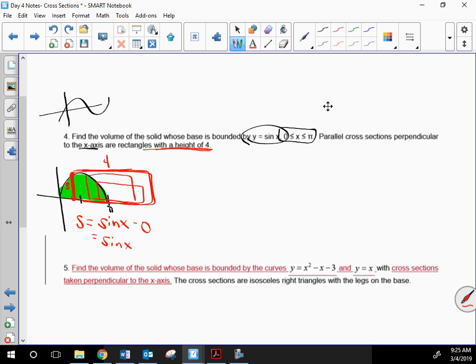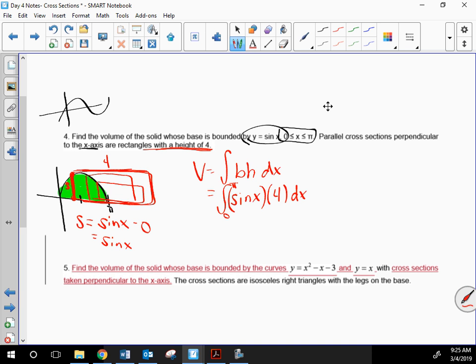Okay, when I go ahead to integrate, again my volume equals the integral of the area of our cross section. It's a rectangle, so I'm going to say base times height, going with respect to x. Well, my base is just my side here, and my side, we set to sine x. And the height is the same. The height is 4 for all of our rectangles. And we've got going from 0 to pi.